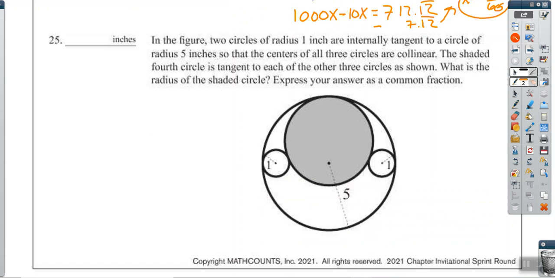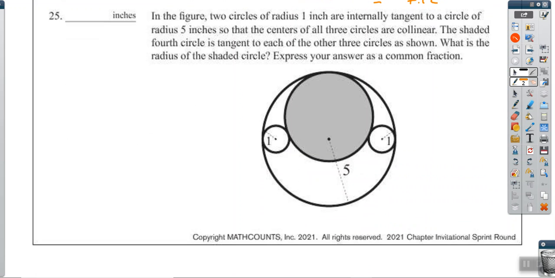All right, finally, it's Pythagoras and the tangent circles. And we're trying to find what is the radius of the shaded circle. All right, so first thing I realize, I know that this distance from here to here has to be 4, because the radius here is 1, right?